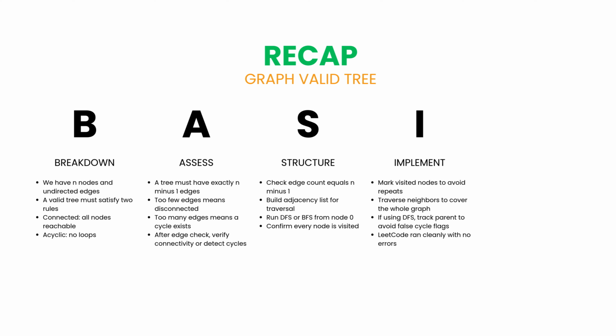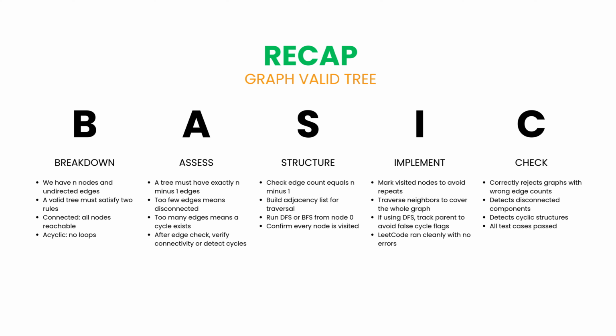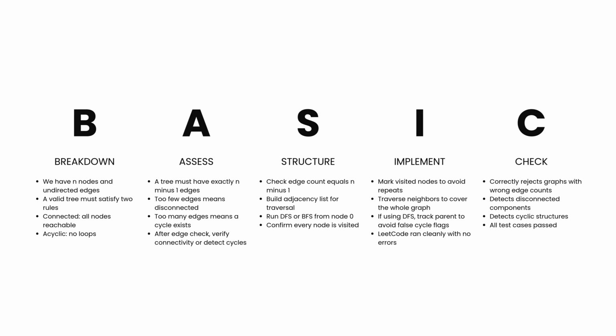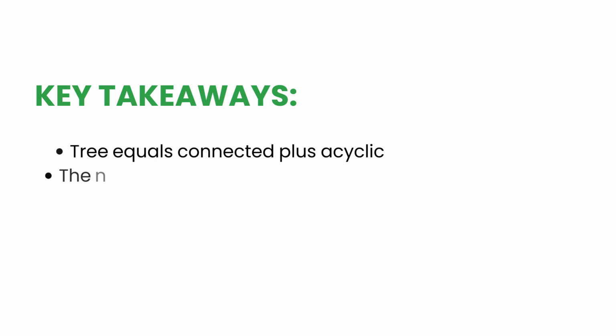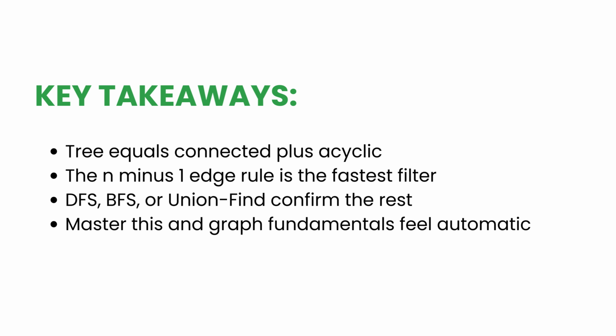The solution ran cleanly on LeetCode with no errors. We validated that it correctly rejects graphs with the wrong edge count, detects disconnected components, detects cyclic structures, and all test cases passed. The main takeaway is simple. A tree is connected plus acyclic. The n-1 edge rule is the quickest filter, and then traversal confirms everything else. Master this, and graph fundamentals start feeling automatic.